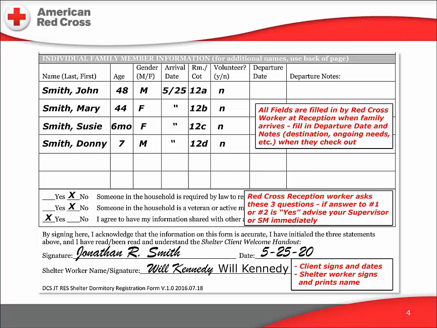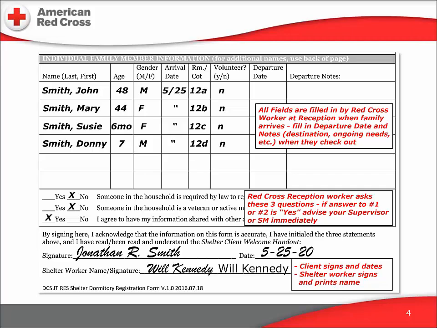Enter whether or not the client and family members are willing to volunteer to help run the shelter. The right two columns are filled in when the client and family members leave for the last time. The final three questions in this box are important.